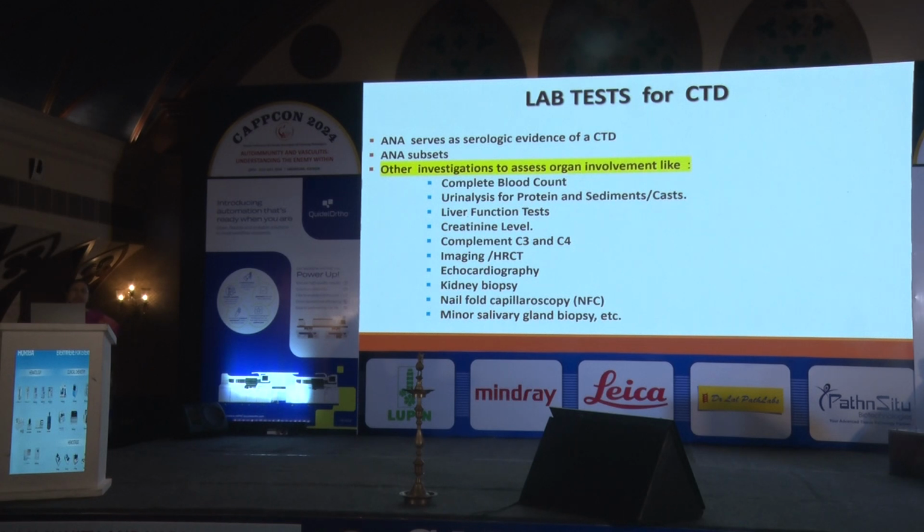Now, what are the indications of this kidney biopsy, mainly seen in lupus nephritis? Suppose there is a proteinuria of more than 500 milligram per day, or an active RBC sediment of a minimum of 5 RBCs per high power field, or the creatinine level is more than 1.3 milligram per dL, or there is a change in class transformation, then the kidney biopsy is indicated in these patients.